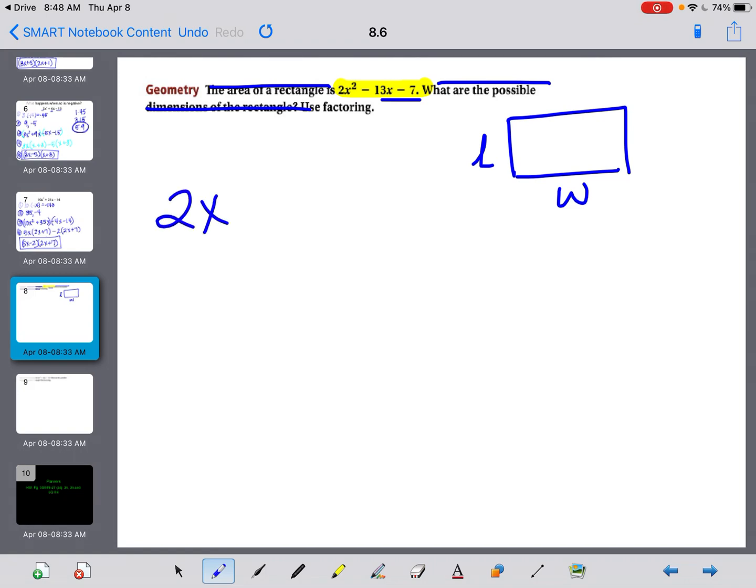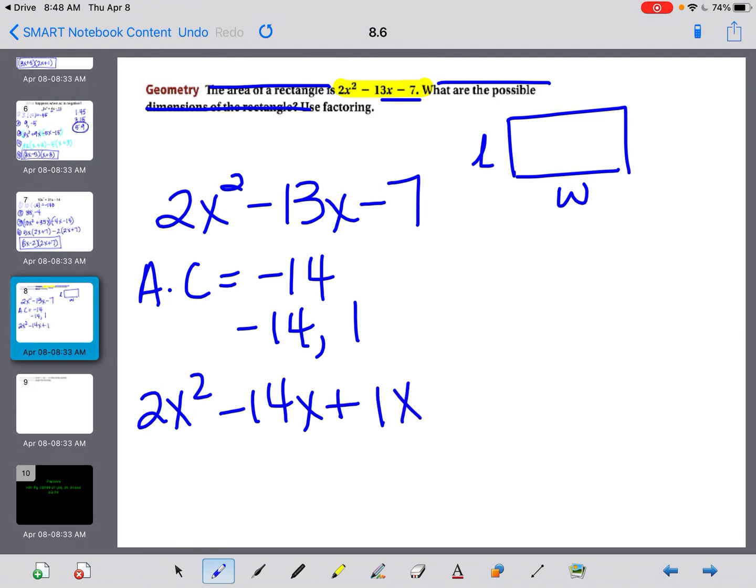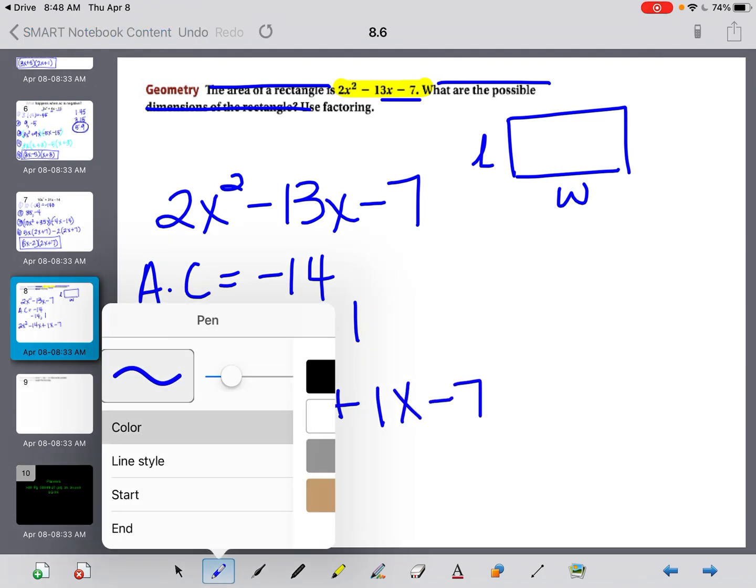Okay, so 2x to the second power minus 13x minus 7. My a times c is negative 14. So I need something that's going to multiply to be a negative 14, but add to be a negative 13, which happens to be negative 14 times positive 1. So when I rewrite, I have 2x squared minus 14x plus 1x minus 7.